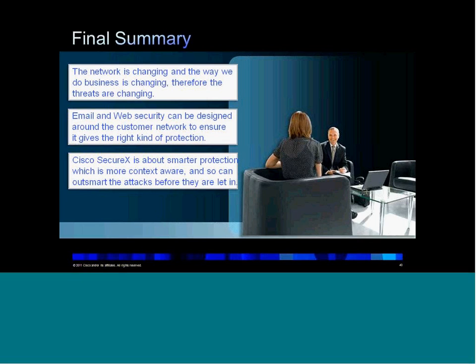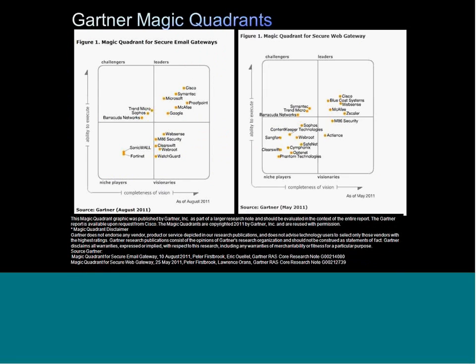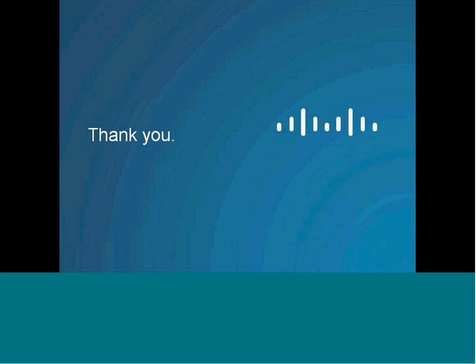And the whole SecureX platform is really about much smarter protection. So context awareness in each situation and using the intelligence that we've got to make sure we can outsmart the attacks before they're let in. And just a slide here to give you an idea of where the systems sit in the Gartner Magic Quadrants. Both the Cisco systems, email and web, have been recognized by Gartner in the 2011 Magic Quadrants for email and web security. So you're up there in the leaders section right there. So that's pretty much everything from our side of things today.